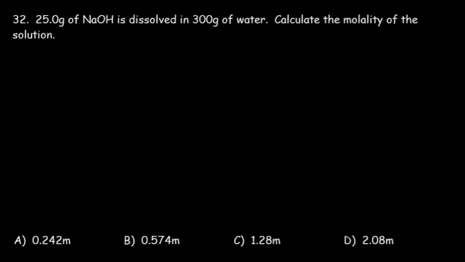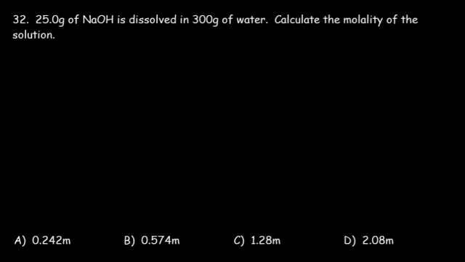Number 32. 25 grams of sodium hydroxide is dissolved in 300 grams of water. Calculate the molality of the solution. Now, molality is different from molarity. Molarity with an R is the number of moles of solute divided by the liters of solution. Molality is the moles of solute divided by the kilograms of solvent.